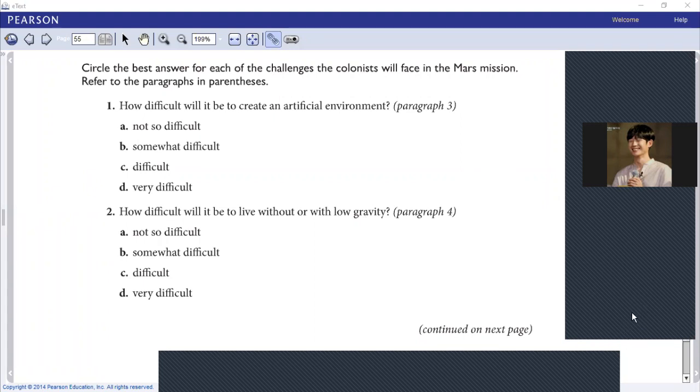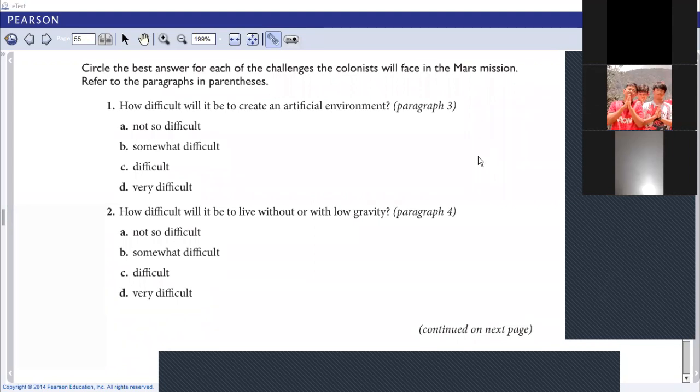B, Miss. Okay, thank you. Actually, it's A, not so hard. It's not B, actually, interestingly, because I thought it would be B as well at first. But inferring the degree of difficulty in this case, it is A. Not so difficult. How difficult will it be to live without or with low gravity?